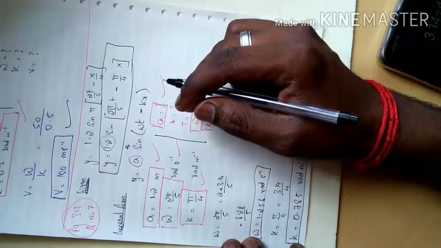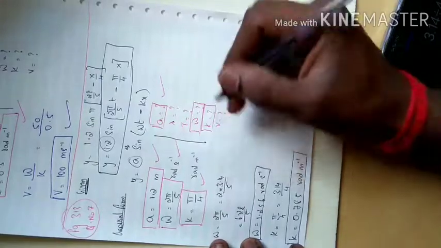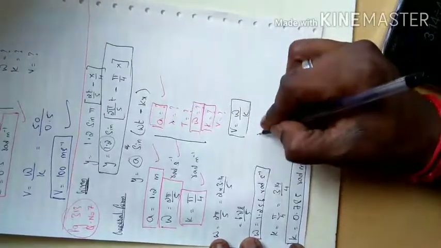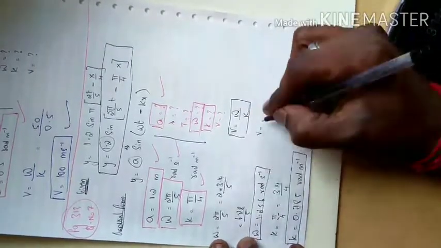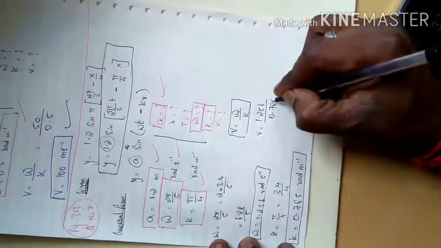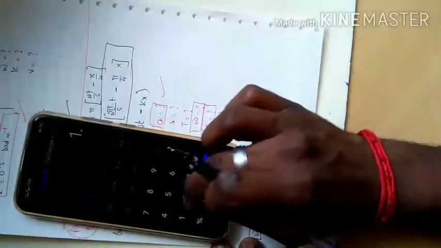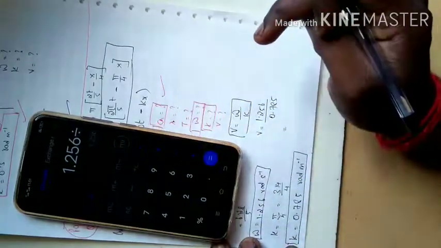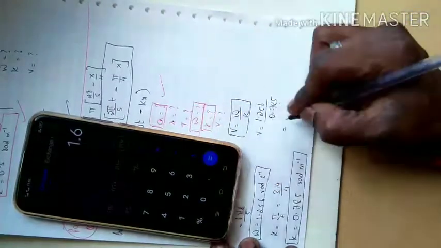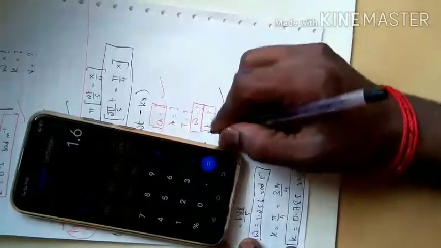Now let us see how to calculate that one by one. Now see here, velocity is given by v equals what? Omega by k. Omega is 1.256 and k value is 0.785. If you do this, how much will you be getting? That is 1.256 divided by 0.785. If you do this, you will get it as 1.6 meter per second. I got the velocity also.